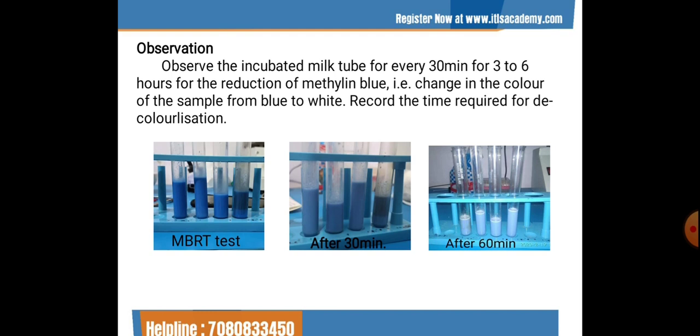What you have to do is observe the incubated milk tube every 30 minutes for 3 to 6 hours for reduction of methylene blue. You have to keep your eye on it. Every 30 minutes you have to take your test tube out of the incubator and see the difference in color, whether it turns lighter or remains the same. That is the change in color of the sample from blue to white. Record the time required for decolorization.